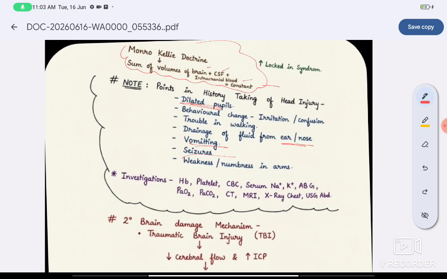For investigations, we do the normal blood profile, which is the CBC. Then we go for serum electrolytes, then ABG, and the pulse oximeter, with which we measure everything. Then CT and MRI, which are very important in cases of head injury.